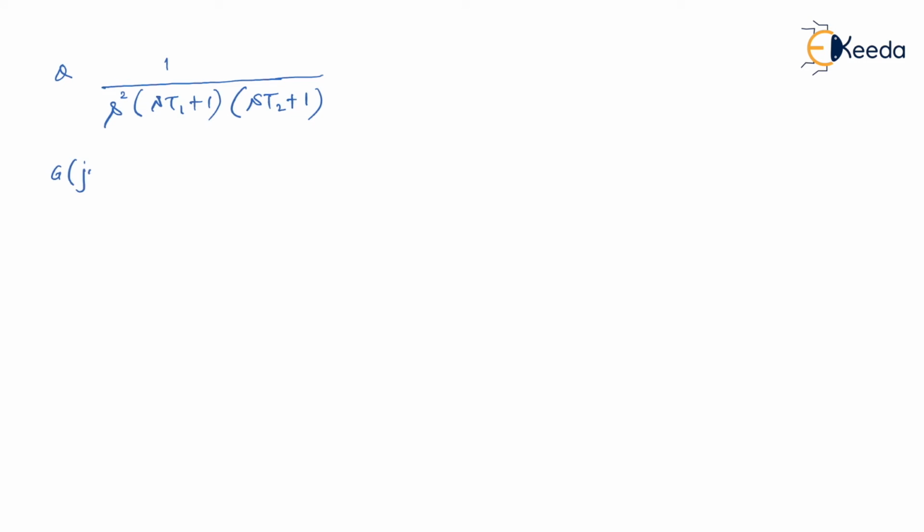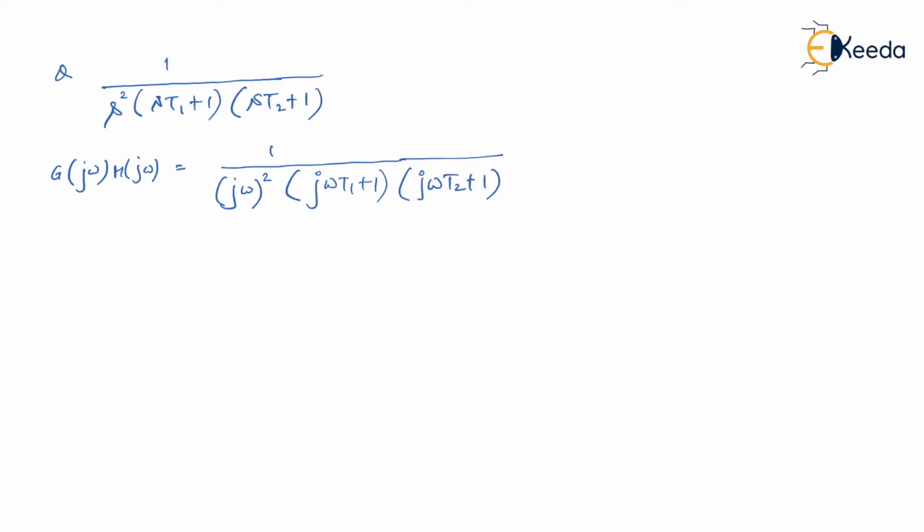So my G(j omega) H(j omega) will become 1 over (j omega) square. In the bracket we have j omega times t1 plus 1. Then in the second bracket we have j omega t2 plus 1. Fine. Then the magnitude will become 1 over, you know very well, j omega square's magnitude is omega square itself. Then it is under root of omega square t1 square plus 1, under root of omega square t2 square plus 1.